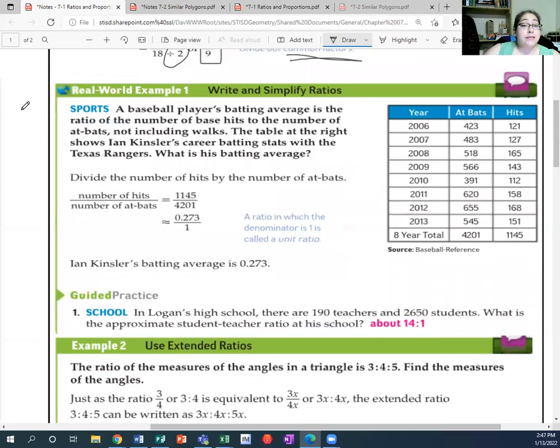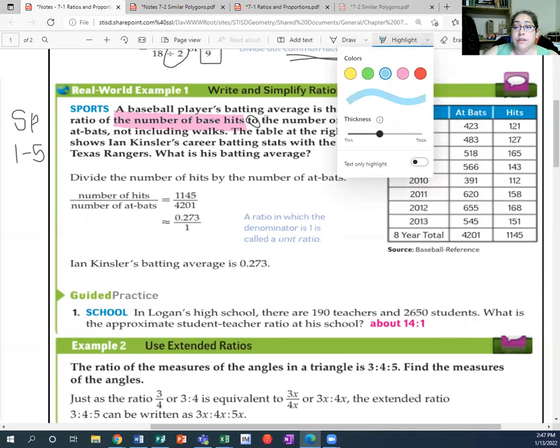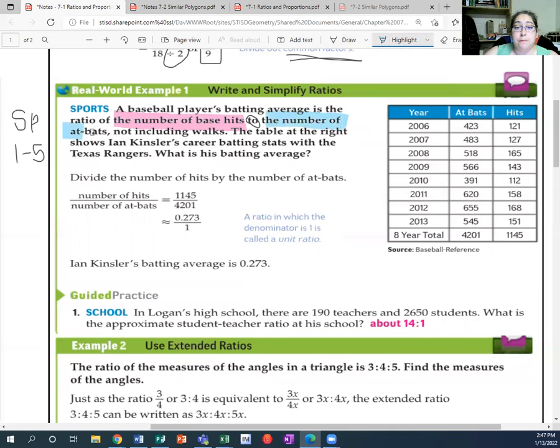In our skill practice, the first 5 questions, skill practice questions 1 through 5, come from real world example number 1, coming to us from sports. So let's read through this particular word problem. From the world of sports, it says, baseball players' batting average is the ratio of, okay, let's get some highlighting going so we can see what we're taking the ratio of, the number of base hits, here's the word "to," and then the number of at-bats.